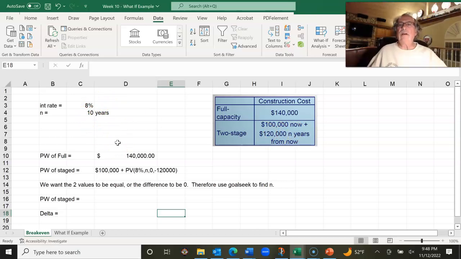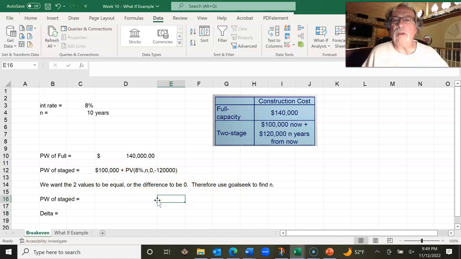So we have the present worth of the full stage construction is $140,000. That's a given. This is the formula for the present worth of the two-stage construction, where we don't know the period n. So we use the 100,000 plus the PV function, and we need to calculate n. And we want these two values to be equal, or the difference between the two values to be 0.